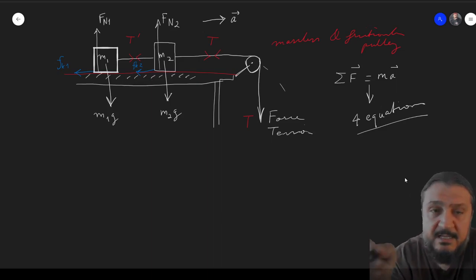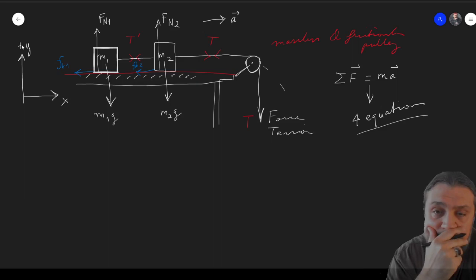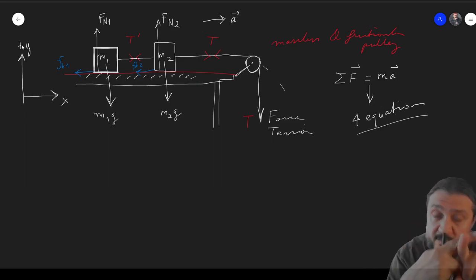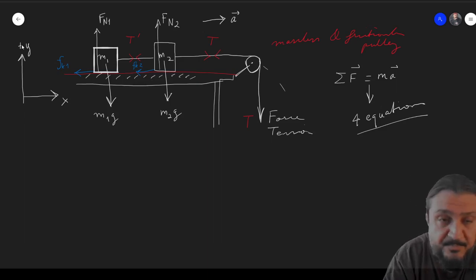So, the directions are x and y. Let's say x is to the right, and positive y is upward. And that's the most obvious, simple choice. But any x and y, as long as they're perpendicular, work. That's totally up to you.